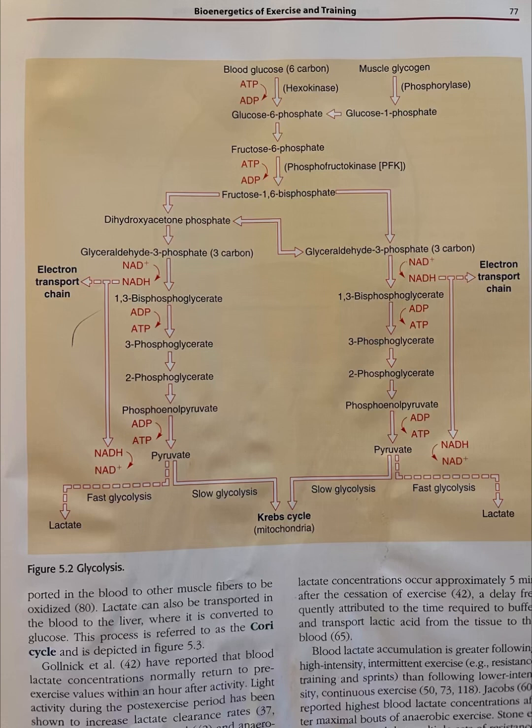So this step involves the oxidation of G3P to produce 1,3-bisphosphoglycerate, 1,3-BPG, while also reducing NAD+ to form NADH. We talked about those molecules earlier. This reaction is an example of substrate-level phosphorylation as it generates one molecule of ATP.